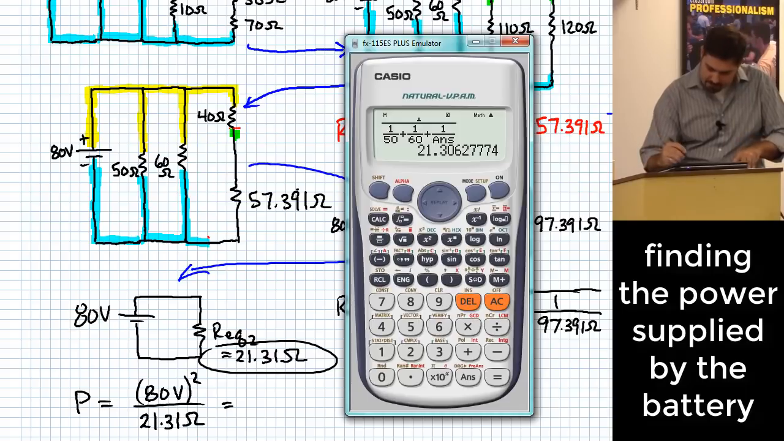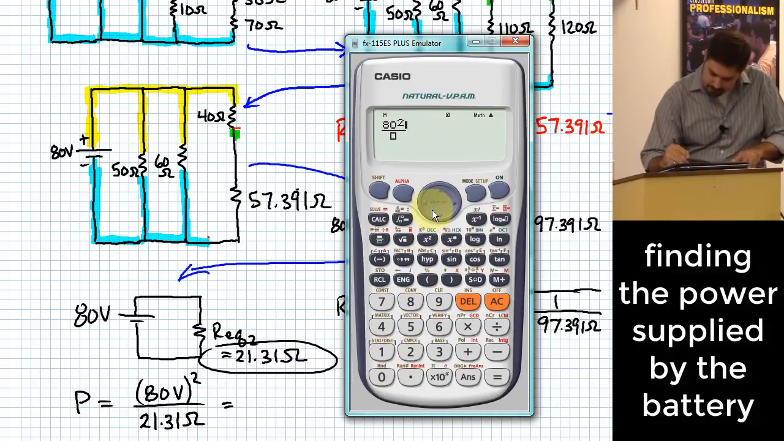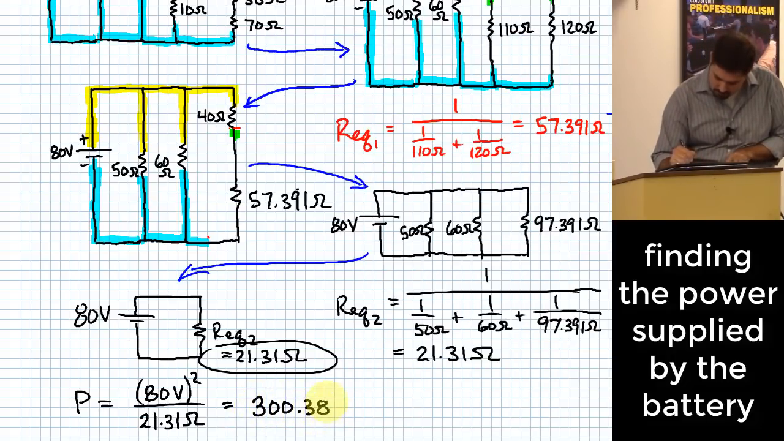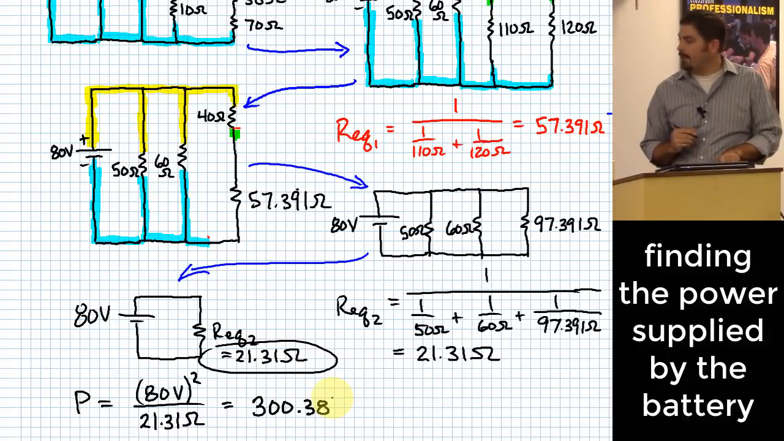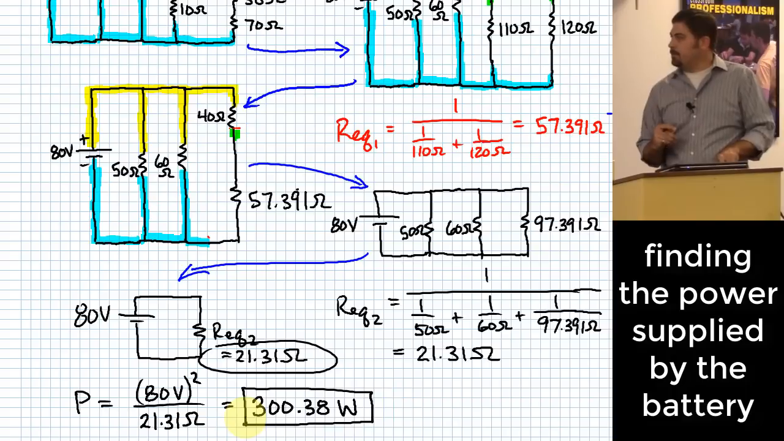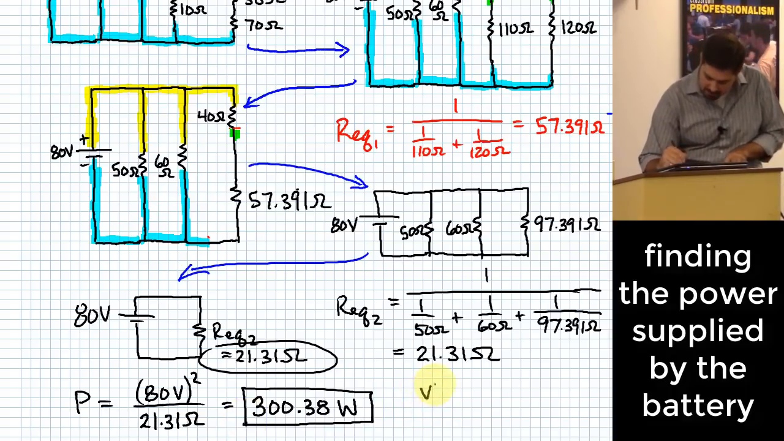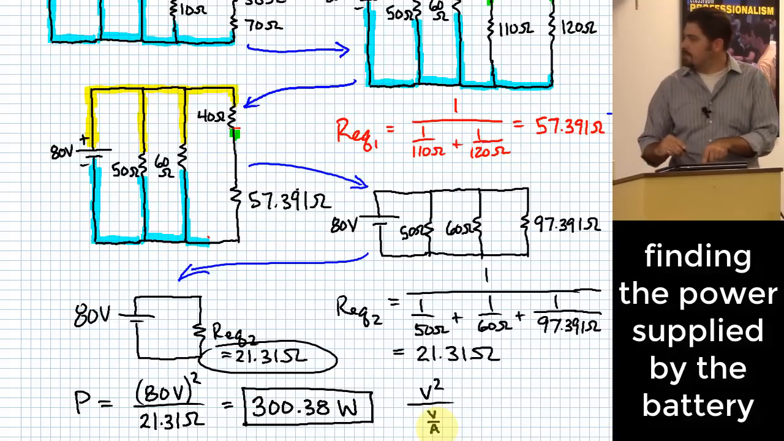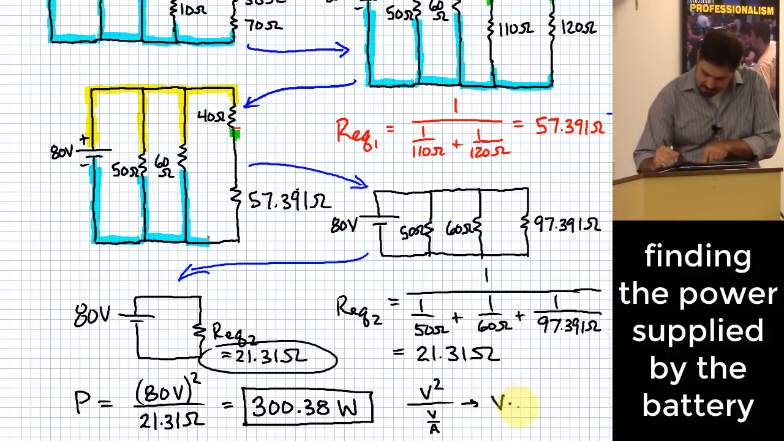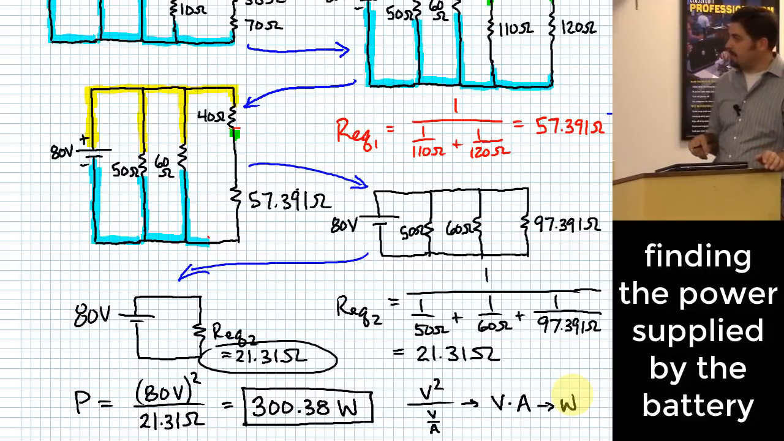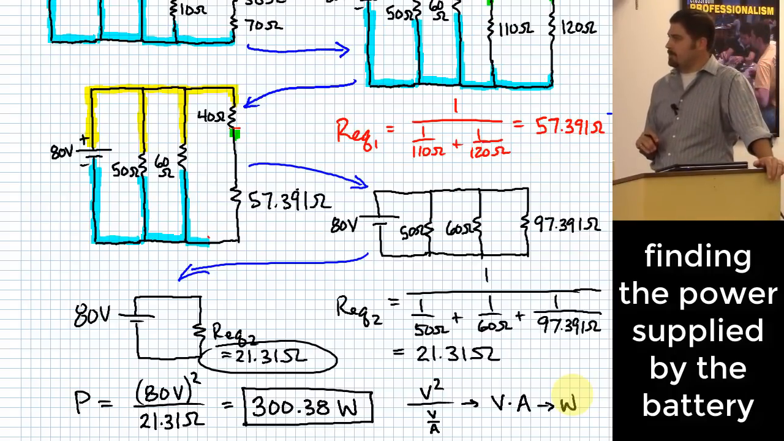Okay, so that gives me 80 squared over that previous answer, which is 300.38 watts. Okay, this will be watts. You might know that just because you've done this before. If you don't know that because you've done it before, what this ends up being is volts squared per ohm, and an ohm is a volt per amp. Okay, what this ends up giving you is volts times amps, and that's watts. So in case you wanted to remember how those units came to be, an ohm is a volt per amp.